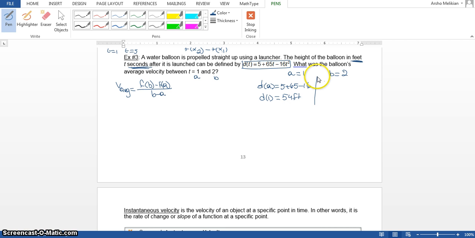Now, d of b is d of 2. So how much is d of 2? It's 5 plus 65 times 2 plus minus 16 times 4.